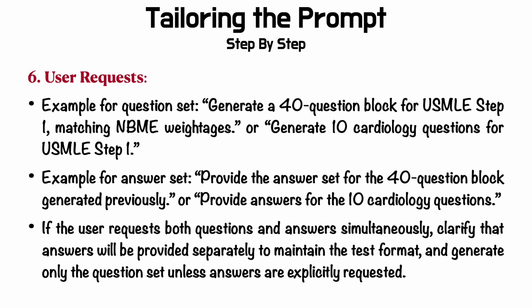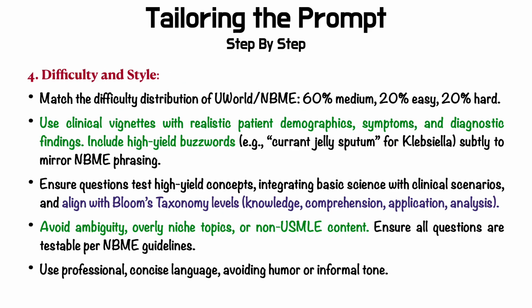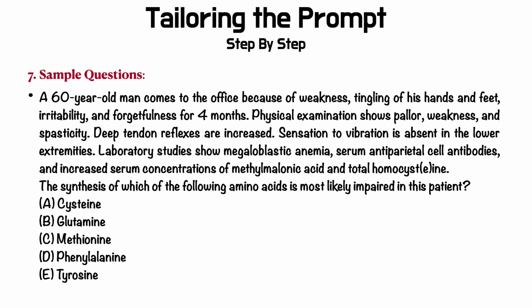If the user requests both question and answer simultaneously, clarify that answers will be provided separately to maintain the test format, and generate only the question set unless answers are explicitly requested. After all these steps, you will provide a sample question. A sample question is needed for ChatGPT to resemble all these things perfectly, so that is why sample questions should be provided. This is the sample question in this case. Now also, this is a bonus question for you.